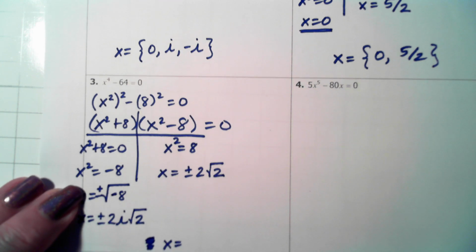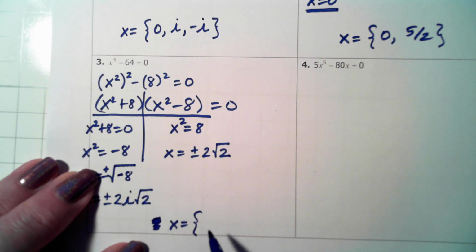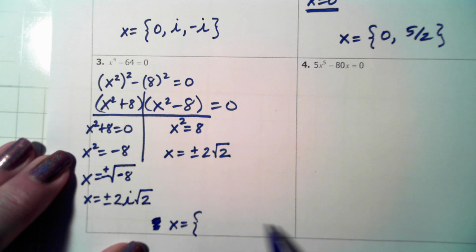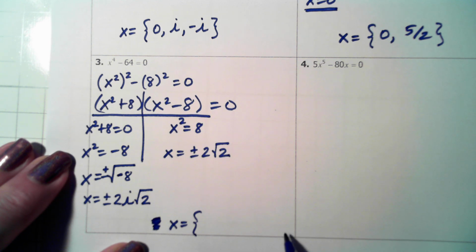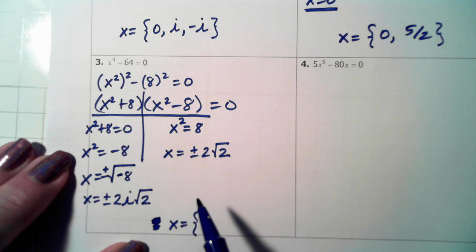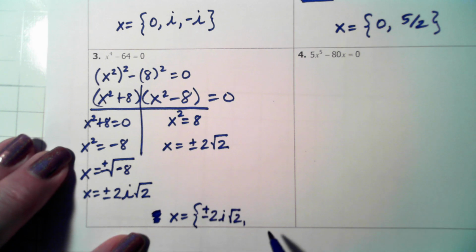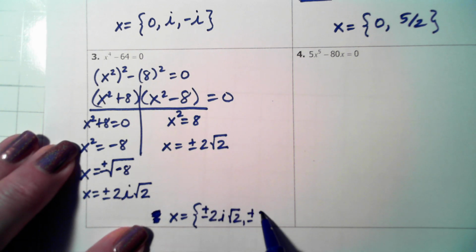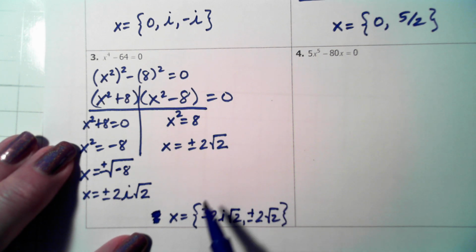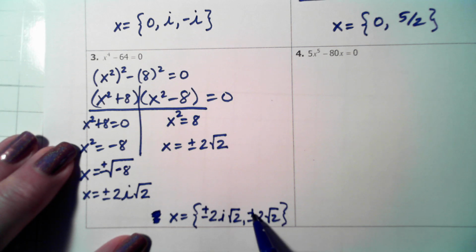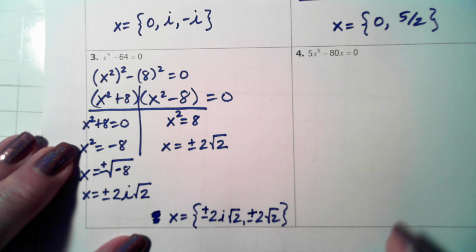x is equal to the set of, and because I don't have enough space here, I'm just going to write that plus and minus: plus or minus 2i root 2 and plus or minus 2 root 2. So there are 4 solutions there. The reason I don't like this as well is because it's harder to see that there are 4 solutions. It's okay though. It is acceptable to write it this way.